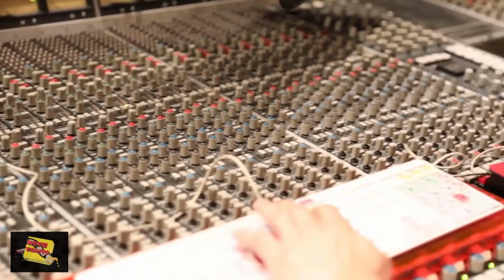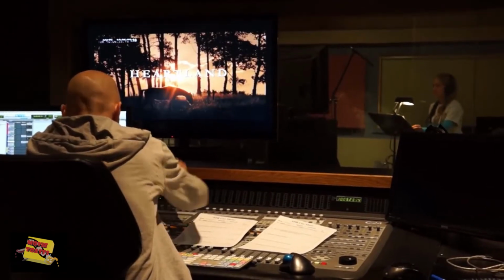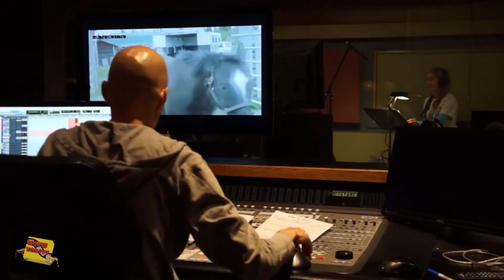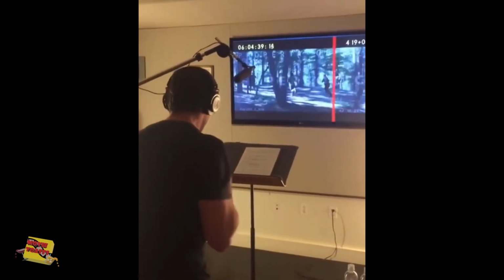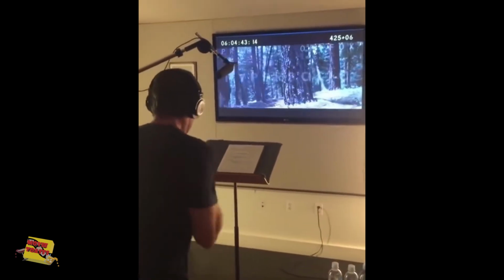ADR, also known as looping, stands for automated or automatic dialogue replacement, which is kind of funny because the process of ADR is neither automated nor automatic, but it is a grueling, long, and difficult process. Basically, an actor is brought into a studio after filming and asked to re-record a few lines for the film, generally because the sound from filming could not be used for some reason or another. But the difficult part is that the actor must match to the pre-recorded footage as closely as possible.